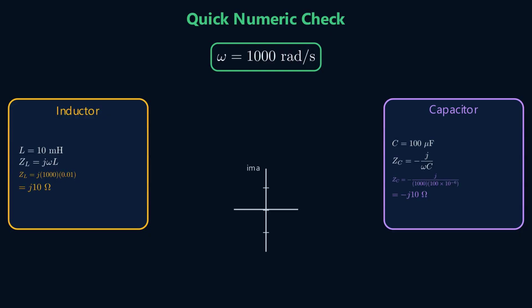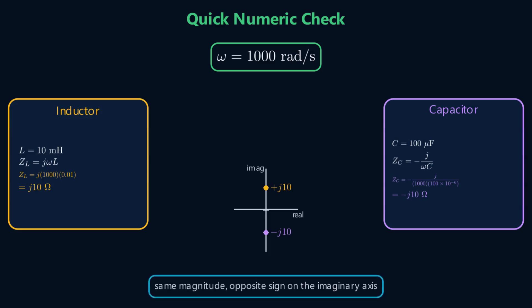Take a quick numeric check at omega equals 1000 radians per second. If L equals 10 millihenries, then Z sub L equals j10 ohms. If C equals 100 microfarads, then Z sub C equals negative j10 ohms. Same magnitude, opposite imaginary direction. That sign difference is exactly why inductors and capacitors affect phase in opposite ways.